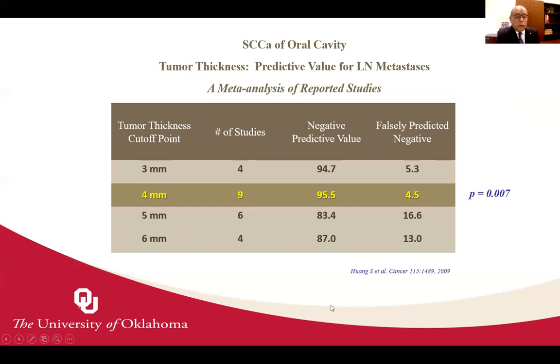Also, a determinant or a factor to take into account when deciding when the neck needs to be treated is the thickness of the primary tumor. And for many years now, we've known that 4 millimeters is the threshold that most of us use, above which the rate of lymph node metastases is high enough to warrant an elective neck dissection.